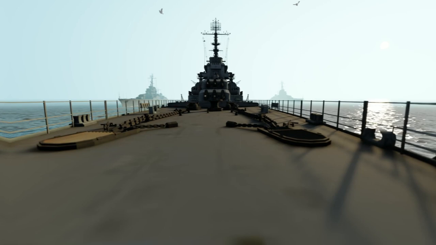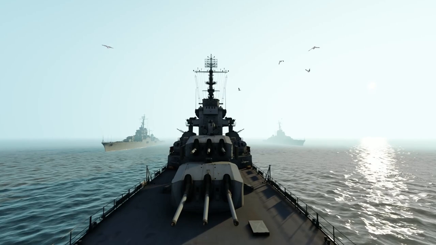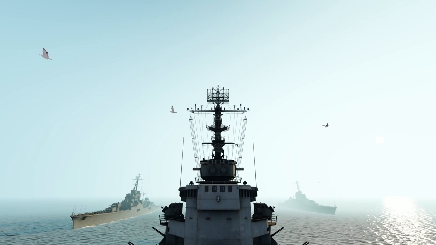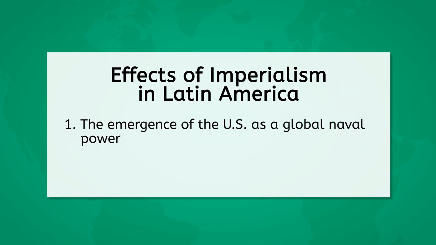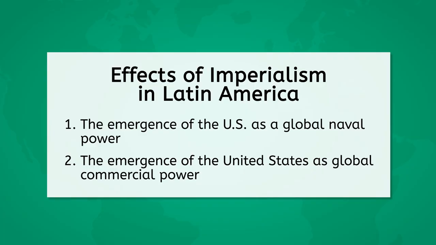During the Spanish-American War, the United States Congress funded a massive naval buildup. After the war, a powerful navy extended American business interests into foreign markets by threatening military action against nations that resisted U.S. authority. So one effect of Latin American imperialism was the emergence of the U.S. as a global naval power. Another effect of imperialism in Latin America was the emergence of the United States as a global commercial power.